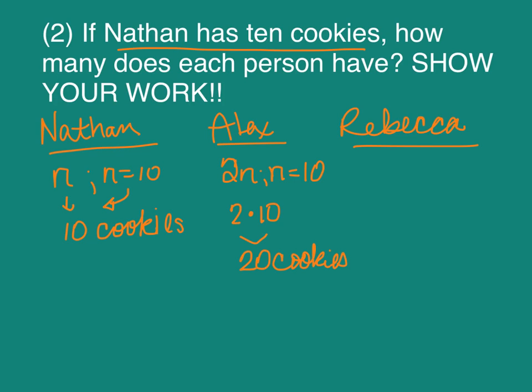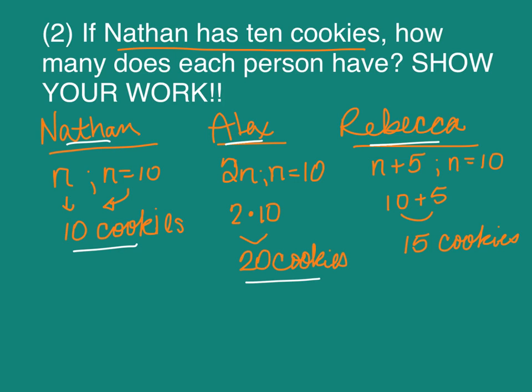The last one is Rebecca. The expression for the number of cookies Rebecca has is n plus 5. The semicolon to separate both parts. N equals 10. I substitute in 10 plus 5, and I know that that's 15 cookies. So, Nathan has 10 cookies, Alex has 20 cookies, Rebecca has 15 cookies. I've written my expressions, and I've now solved for each one of them.